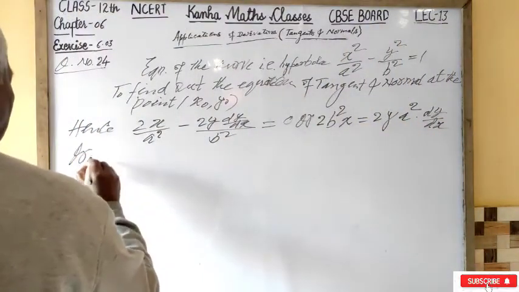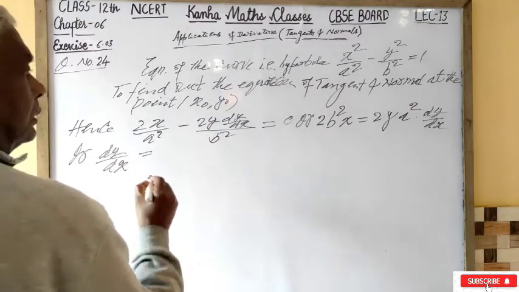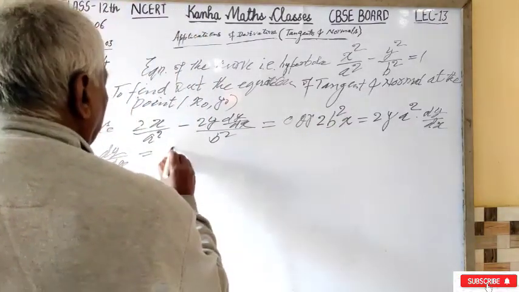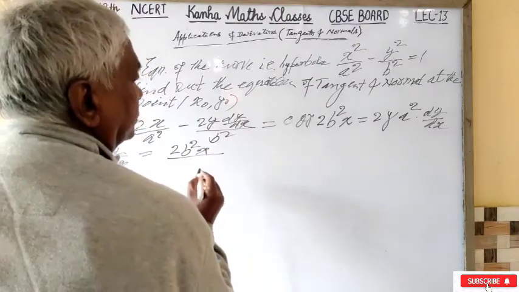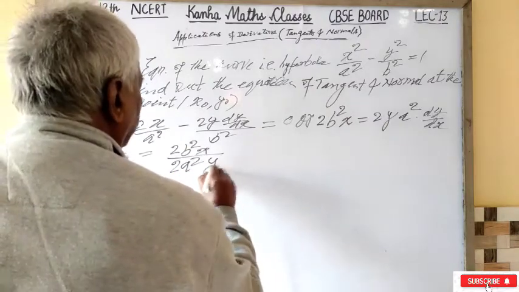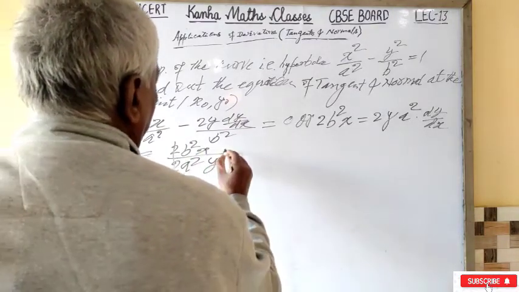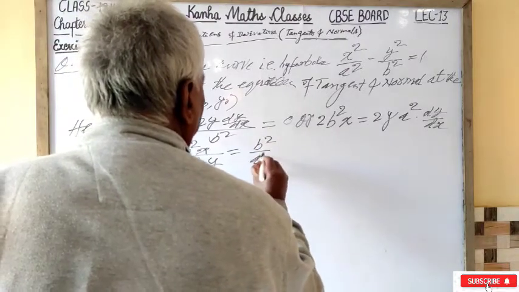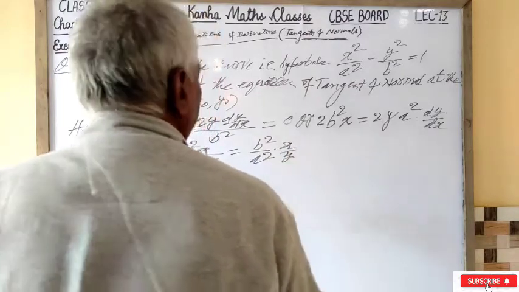or dy by dx is equal to 2b square x upon 2a square y. 2 and 2 cancel each other. It will be equal to b square upon a square into x by y.